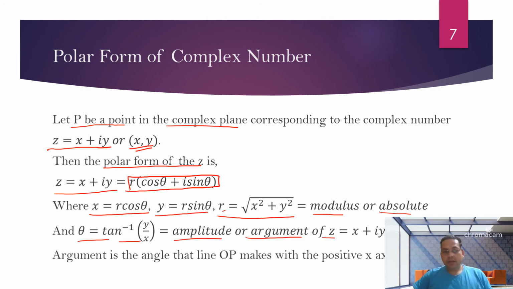Theta is actually the angle that line OP makes with the positive axis. That means if this is the axis and this is the point P, then this angle is theta.